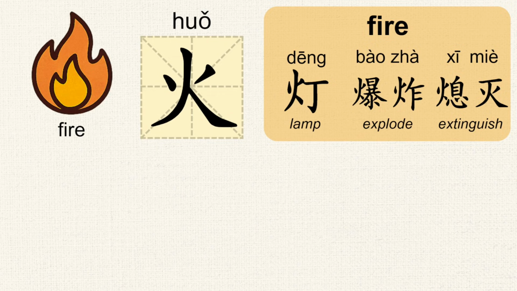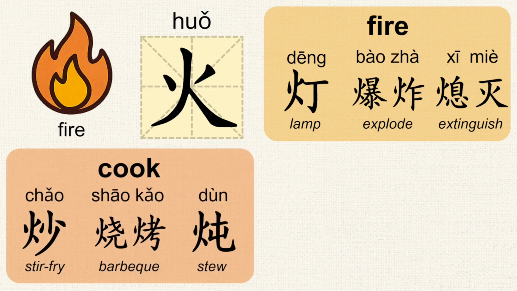One of the main uses of fire is to cook food, so lots of cooking terms also contain this radical. For example, 炒, which means to stir fry, 烧烤, which is a barbecue, or 炖, which means to stew or to cook slowly in a closed pan.